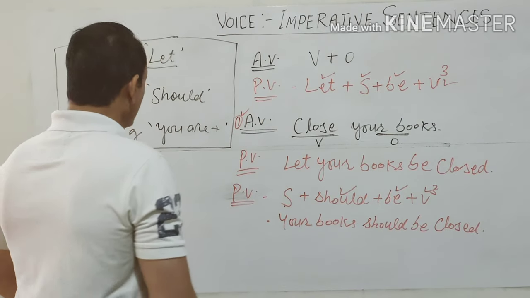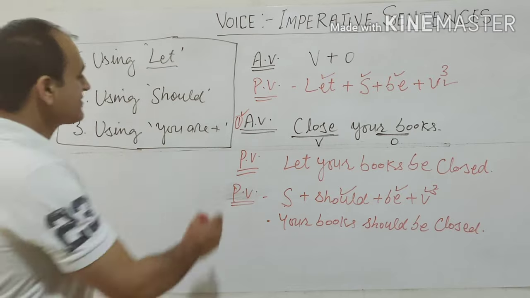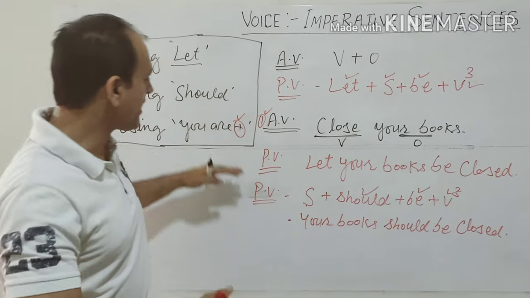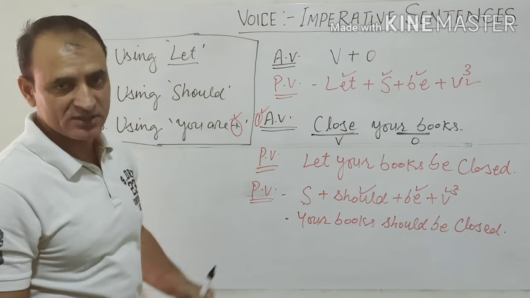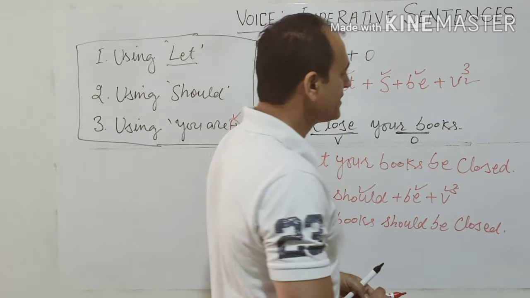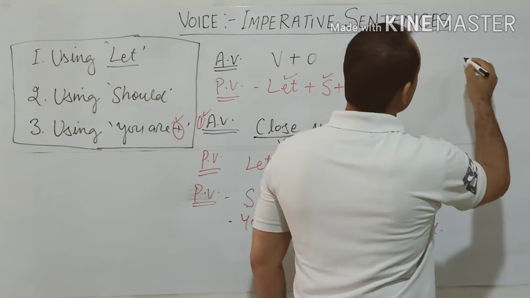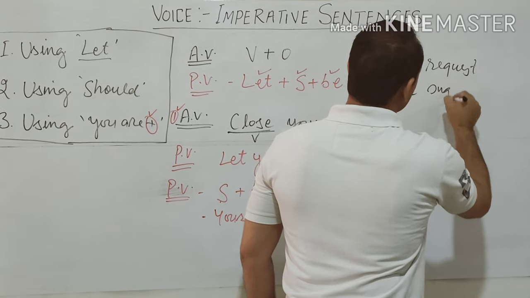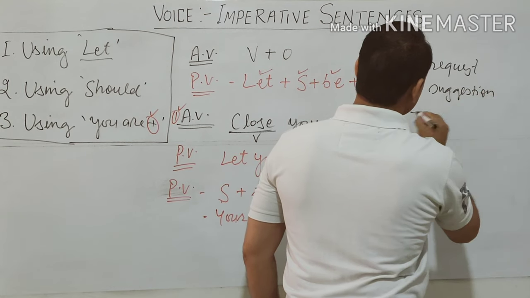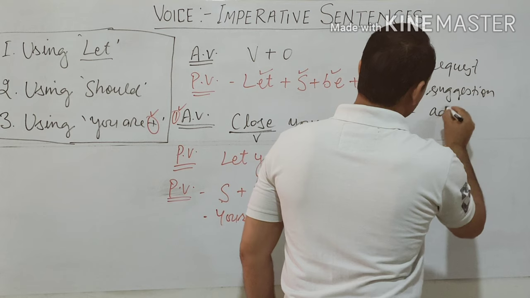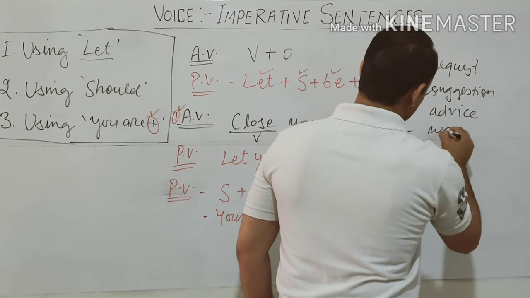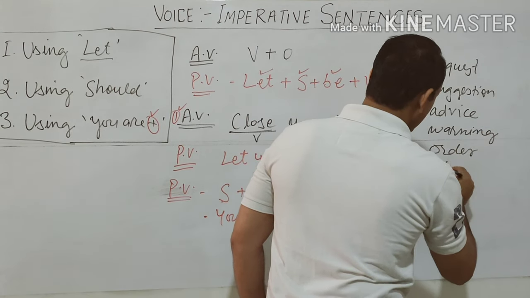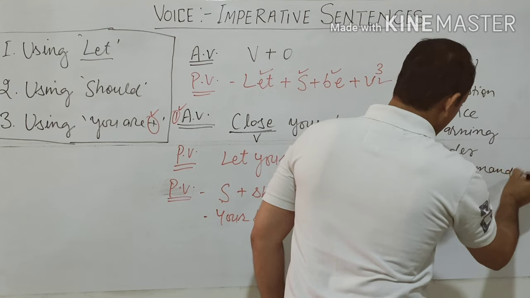Now third way is by using you are plus. Actually this plus stands for the verbs which we have to use, and those verbs are the indicators of the mood of the speaker. We use imperative sentences for request, for suggestion, for advice, for warning, for order, and for command.